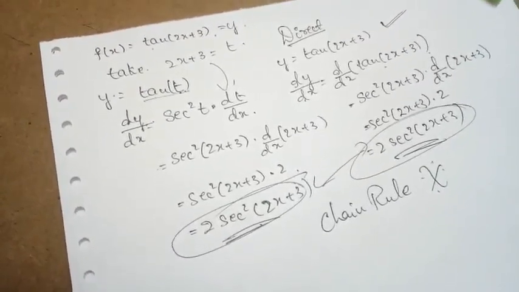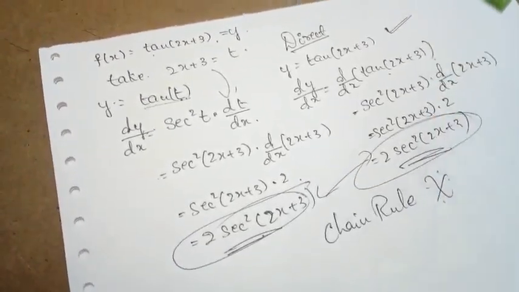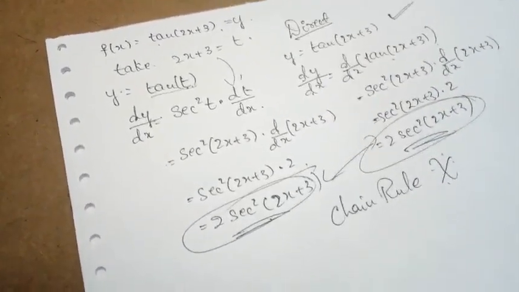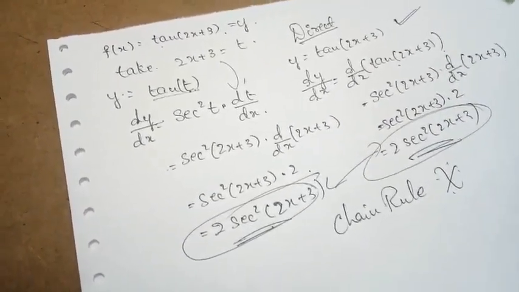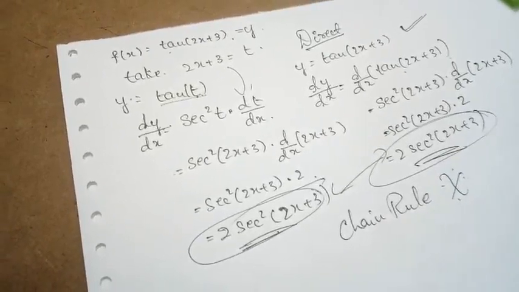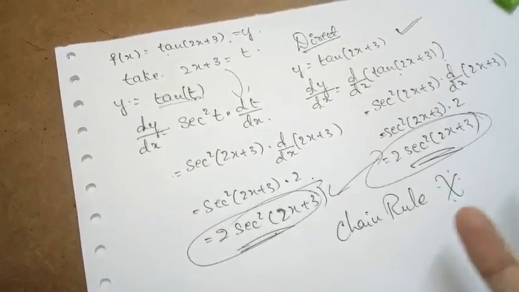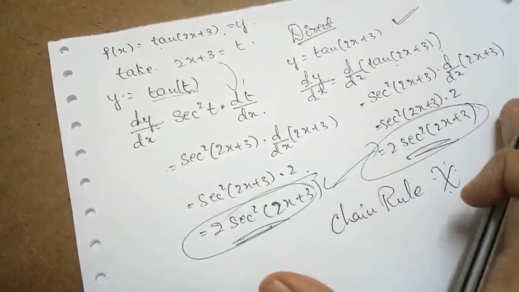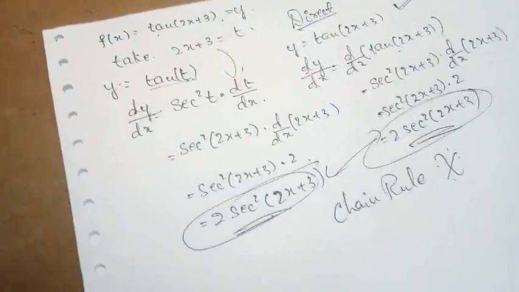If you didn't understand any of the concept regarding the chain rule, you can ask me at any time. So this is regarding the composition of a function and how we are using the chain rule to find the derivative of the composition of a function. So this is regarding this video. If you have any doubts, you can ask me at any time.